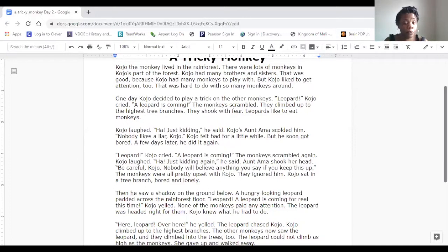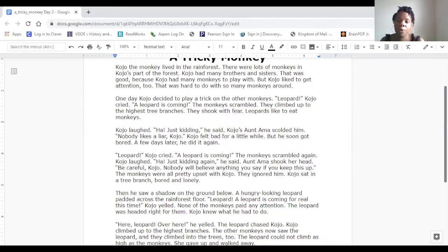Kojo felt bad for a little while, but he soon got bored. A few days later, he did it again. "Leopard," Kojo cried, "a leopard is coming." The monkey scrambled again. Kojo laughed. "Ha, just kidding again," he said. Aunt Amma shook her head. "Be careful, Kojo. Nobody will believe anything you say if you keep this up."